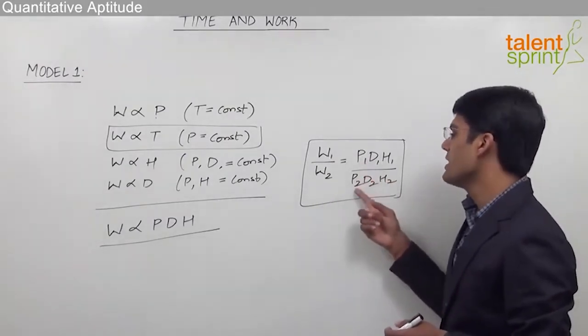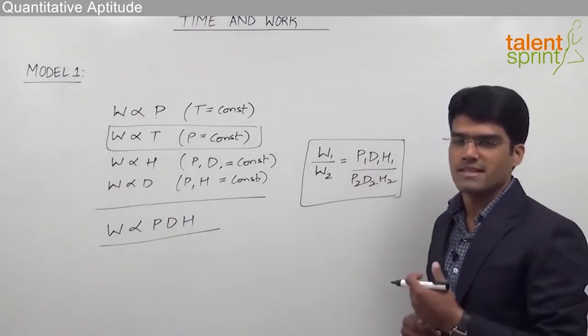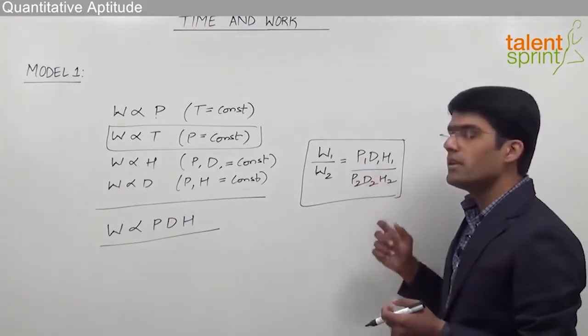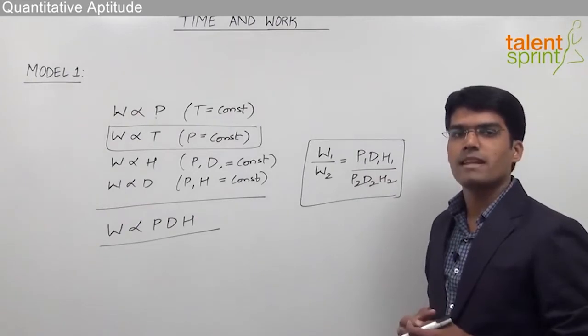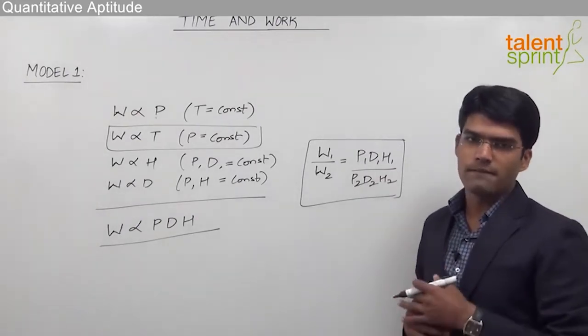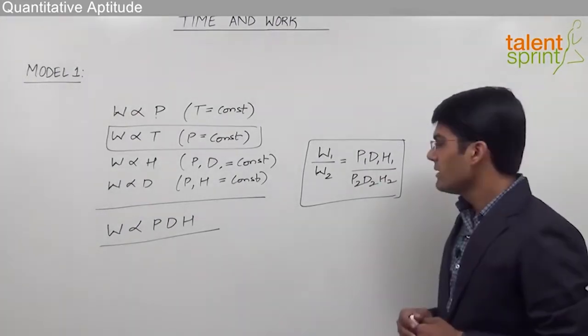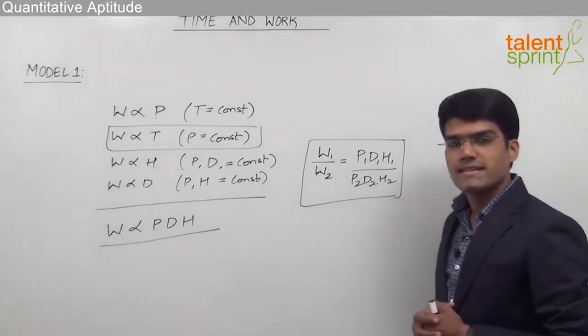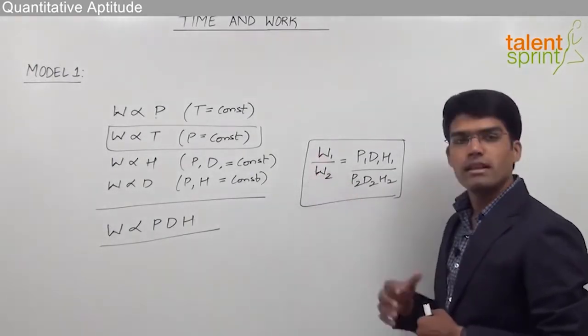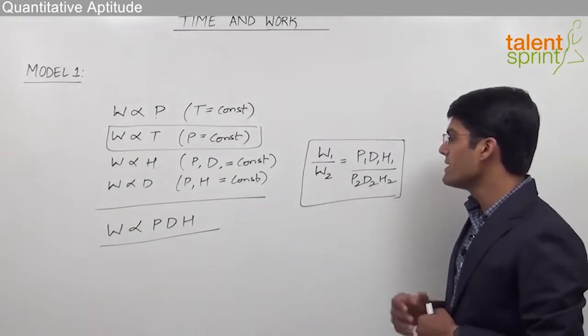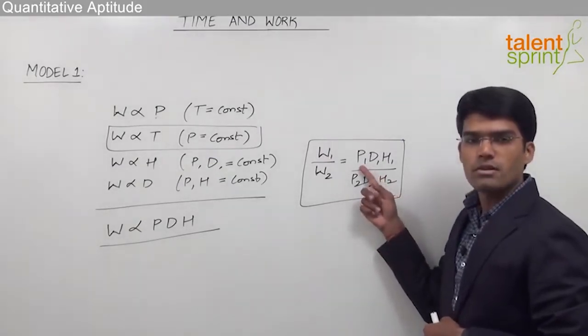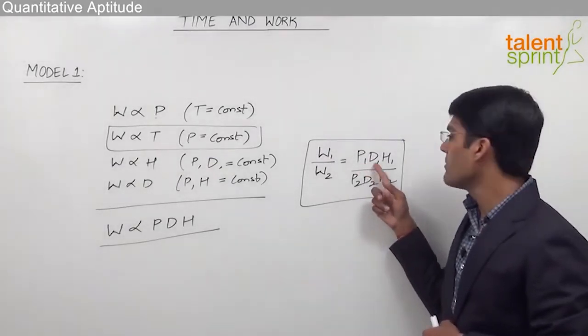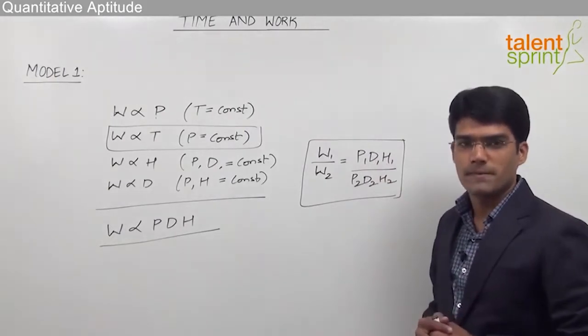And similarly, P1 and P2 are the number of persons in the first and the second cases. D1 and D2 and H1 and H2 are the number of days and number of hours per day in the first and the second cases respectively. So from this equation, we can understand that the ratio of work done in two cases should be always equal to the ratio of the products of persons, number of days and number of hours per day.